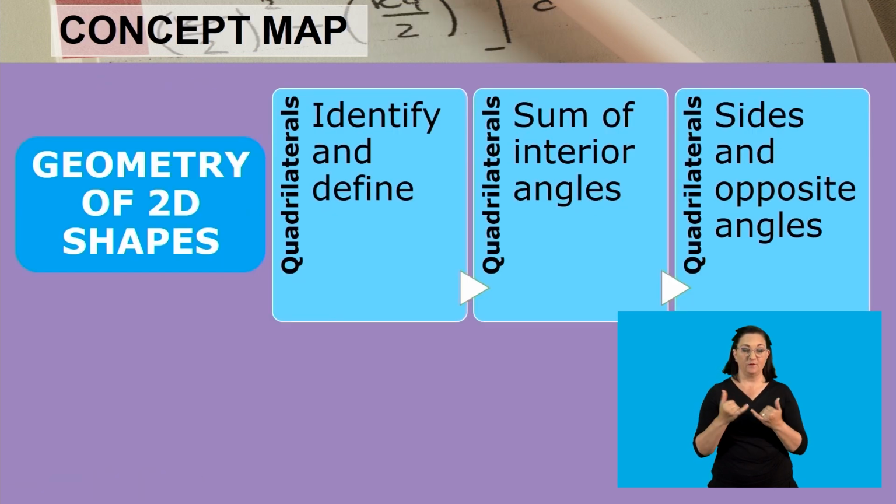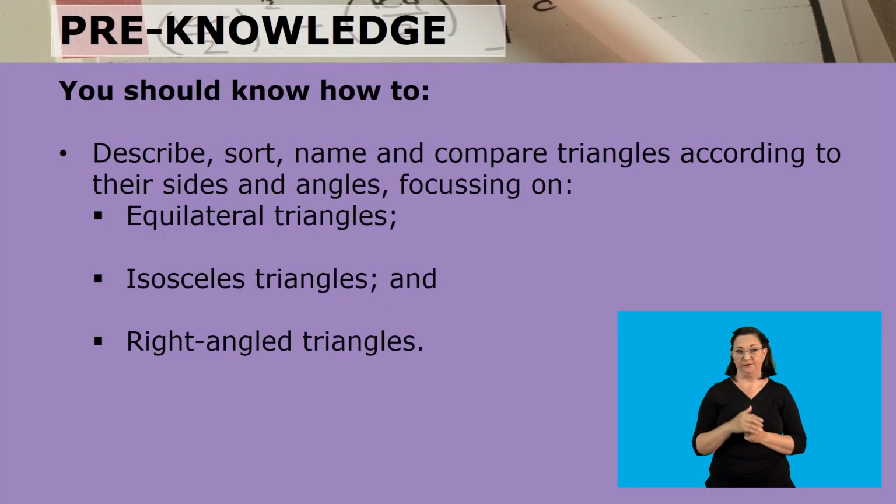Our concept map for today will be, firstly, to identify and define quads, then the sum of interior angles, and then we move to sides and opposite angles. What you should know is how to describe, sort, name, or compare triangles according to their sides and angles, focusing on the equilateral triangles, isosceles triangles, and right-angled triangles.